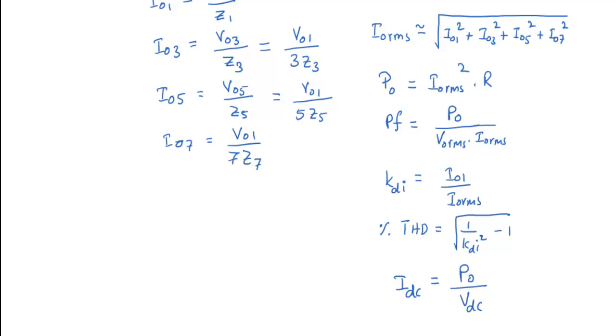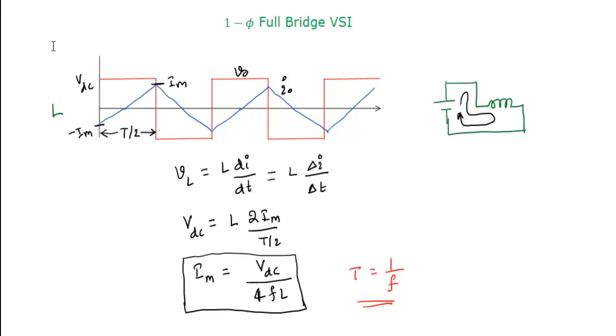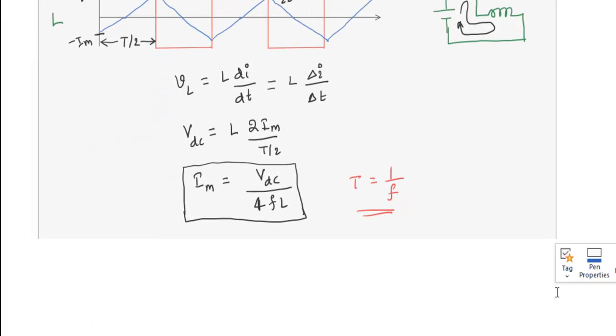And the other thing I told you, how to get V01, that means V03, V05, V07 in terms of V1. That's what we are going to discuss now here.